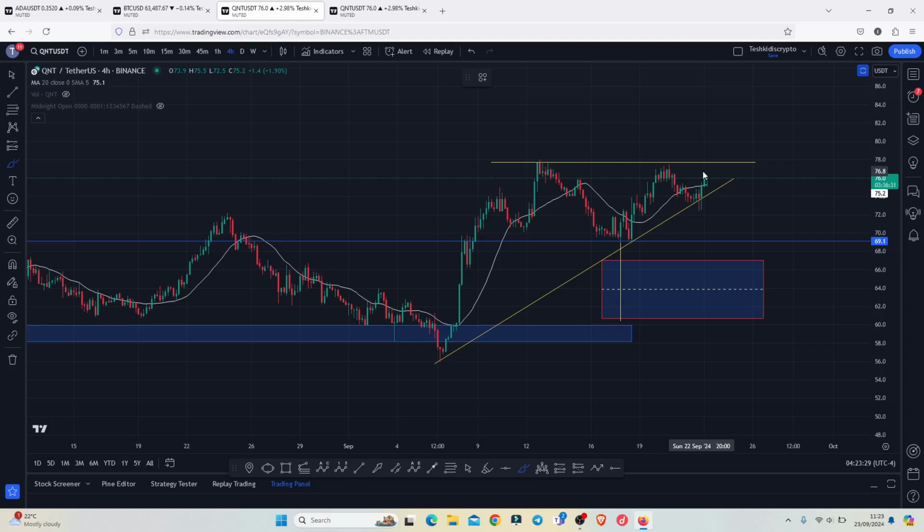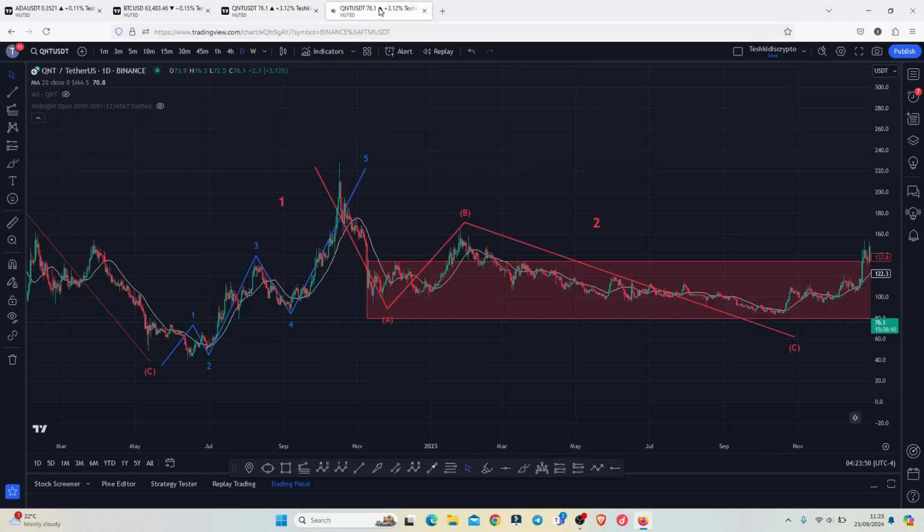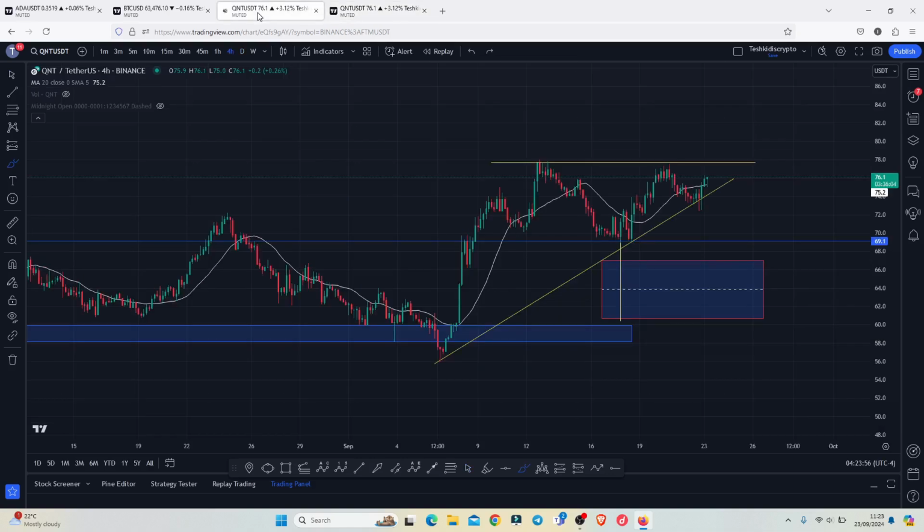QNT is attempting another breakout to the upside to give us a break above our key area of resistance above the $78, and at the time of this recording we're also holding above a key area of support above the $69.1. And on today's video I will be focusing on my long-term price prediction analysis, give you the areas that we can hit in this bull market, and above all give you the key areas of supports that we need to continue holding.